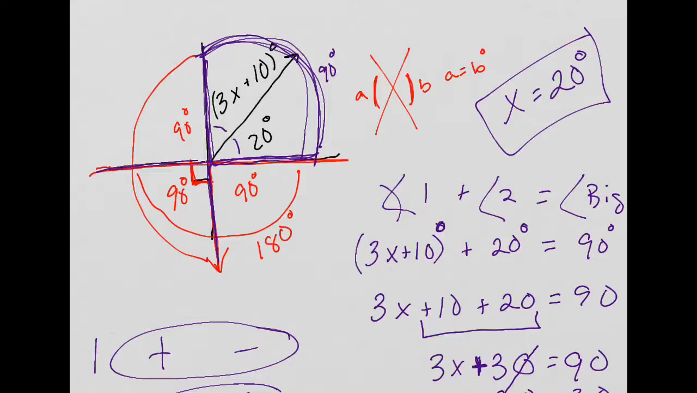Sometimes they actually ask you to find the measure of the angle. In that case, you would plug in the x value you found. So we'd say 3 times 20 is 60, and 60 plus 10 is 70 degrees. Now in this case, you could have figured that out because you knew that these two angles added up to 90, and you already had the 20. Well, 70 plus 20 is 90.